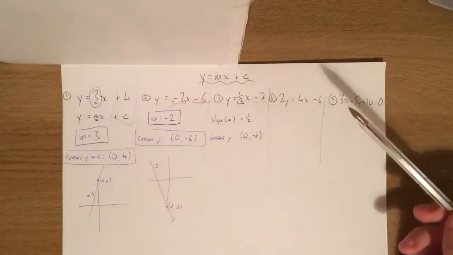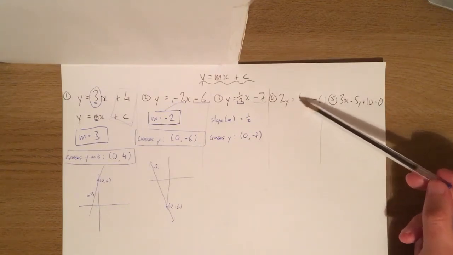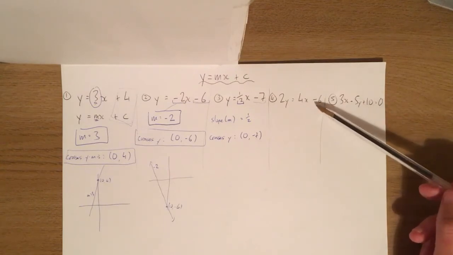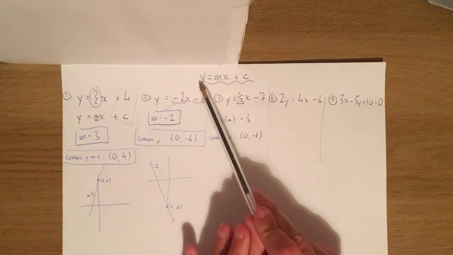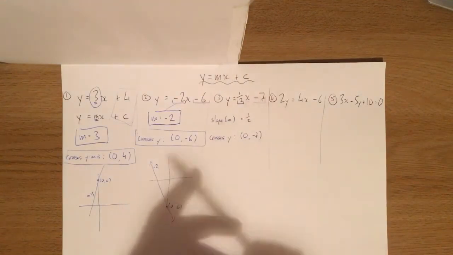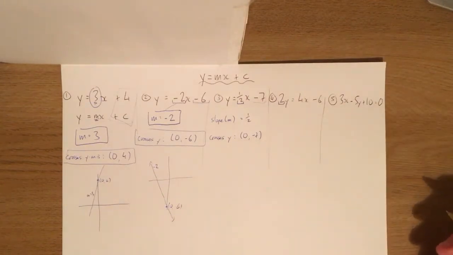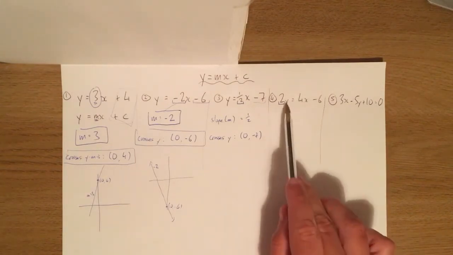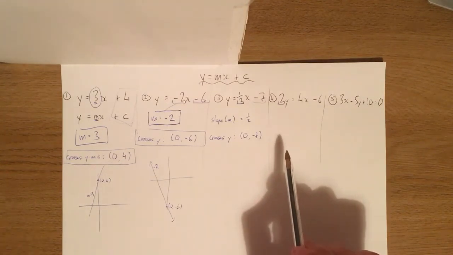Next one then is our first slightly kind of trickier one. I've got 2y equals 4x minus 6. Is this in the form that I want? No, it's not. Okay, I want y on its own on the left hand side. Here, I've got a 2 in front of my y. Okay, I need to get rid of that 2. So what does 2y mean? It means y multiplied by 2. What's the opposite of multiplying by 2?